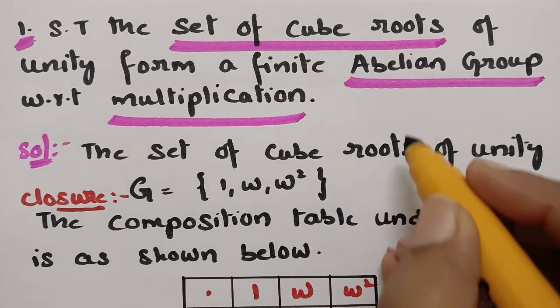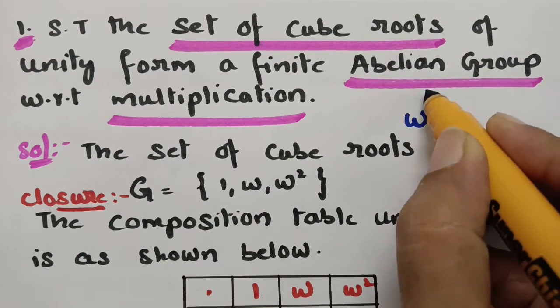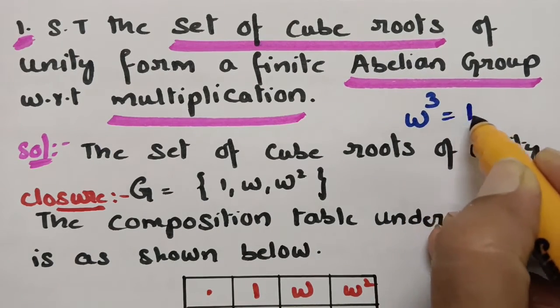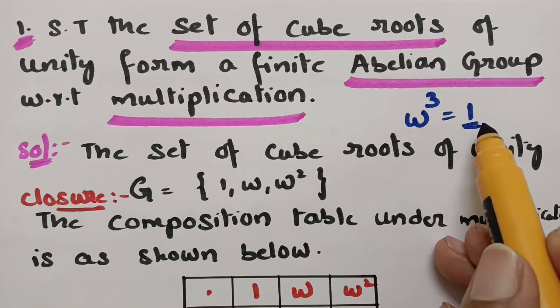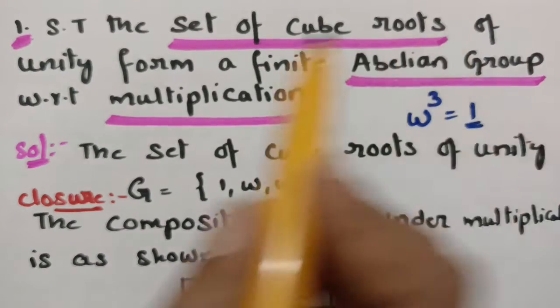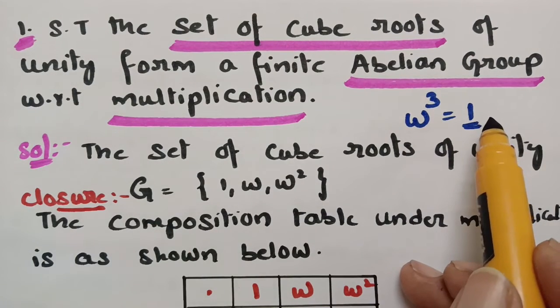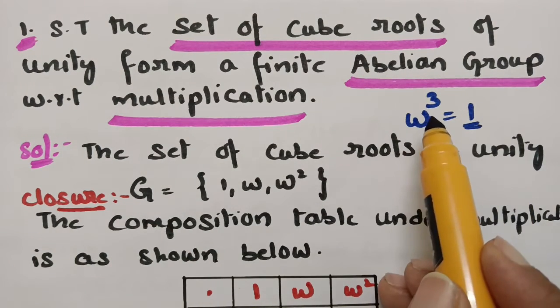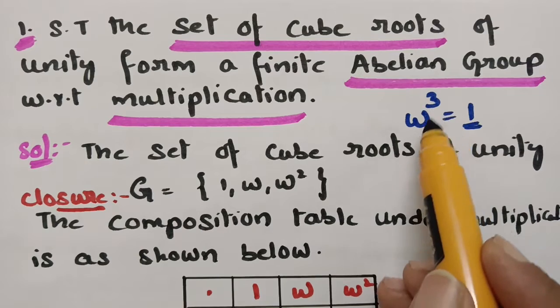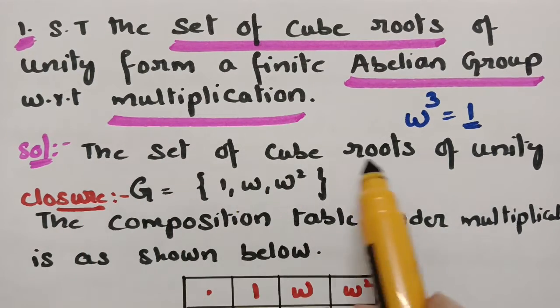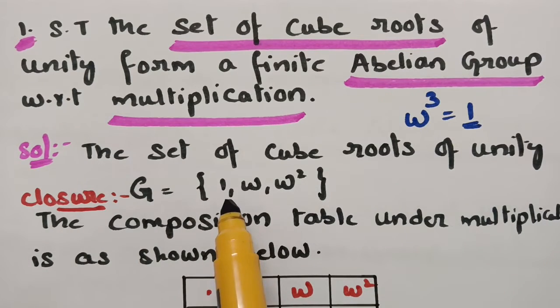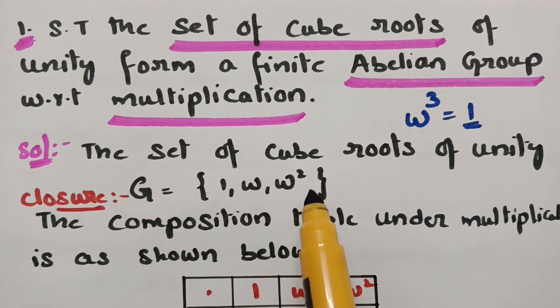See here, whenever there is a cube of a certain element and the result is unity, that is nothing but the cube root of unity. See here, the cube root of unity means unity, 1, will be the answer when you keep cube as a power. See here, omega cube is equal to 1. And I am taking the set here. The set of cube roots of unity is G equal to {1, omega, omega square}.